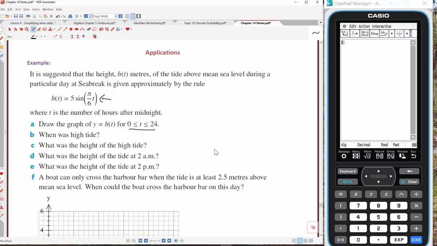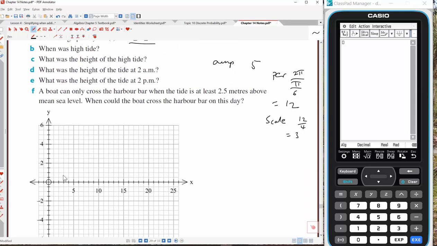To do that, we're going to need to note that the amplitude is 5, and that the period is 2 pi over pi on 6, which is going to be 12. That means the scale is going to be 12 on 4, which is 3. So let's get sketching.